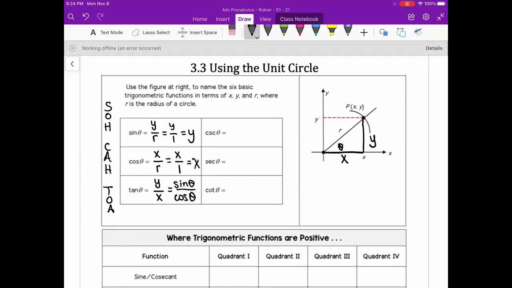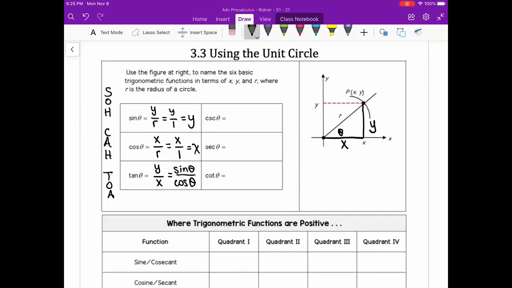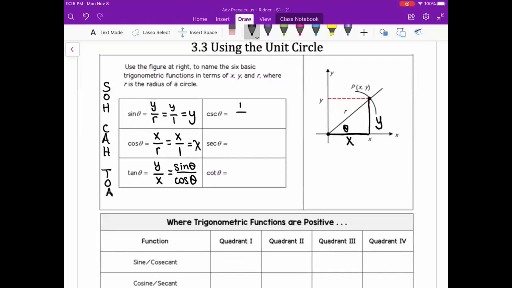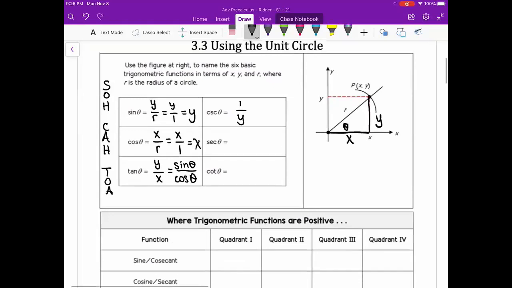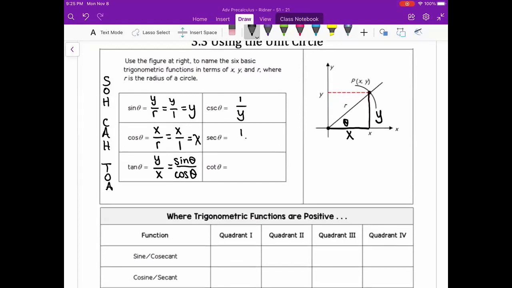All right, and remember that cosecant is always the reciprocal of sine. So in this case, it'd be 1 over y. Secant would be 1 over x. And cotangent would be x over y. Okay.